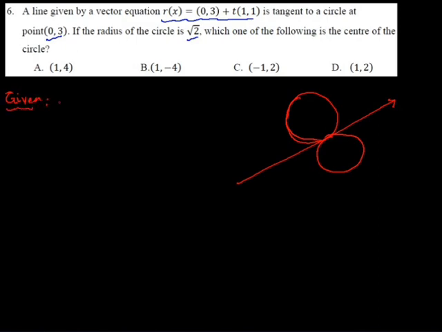So there is a certain line which is tangent to the circle. So this line is given in vector form. The point of tangency is also given. So the circle can be in this form, the circle can be on this side. Okay, maybe it is on this side. There are two possibilities for the circle, but let's take the information from the vector. The vector equation is r of x is equal to 0, 3 plus t times 1, 1.